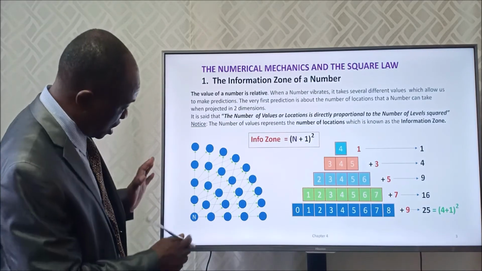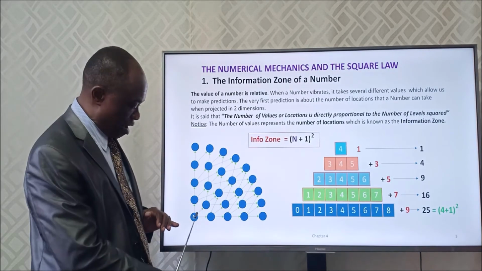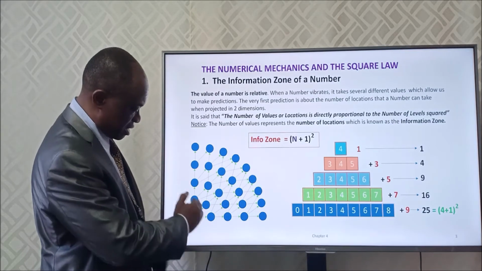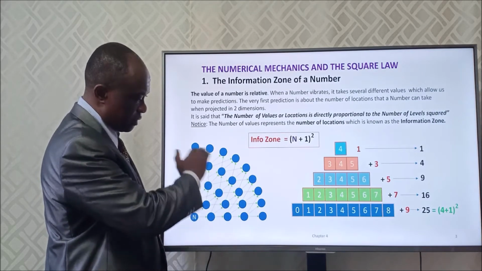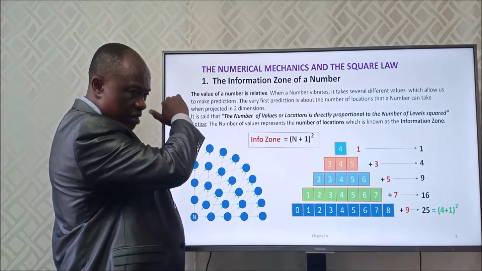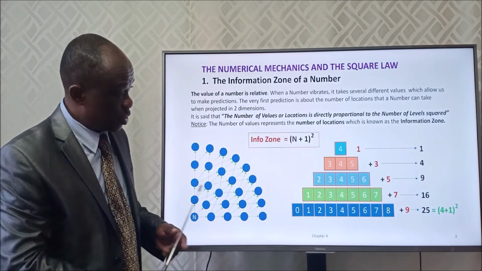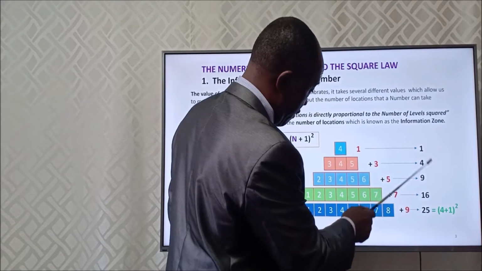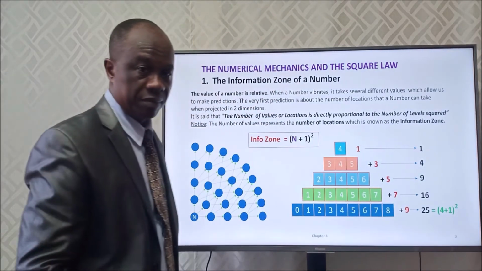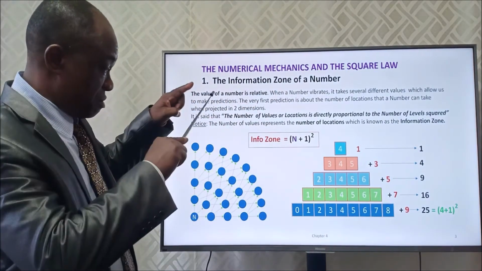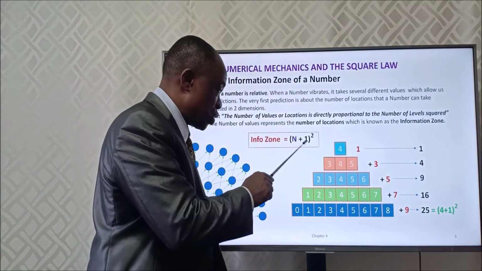So for any number, as you see here, we start always initially with one location for the number. When it goes to the next, it becomes 3, 5, 7, 9, 11, 13, 15. So you can continue. You see the order. It goes that way. So you have here 1, 3, 5, 7, 9, 11, 13, etc. So the information zone for any number is n plus 1 squared.